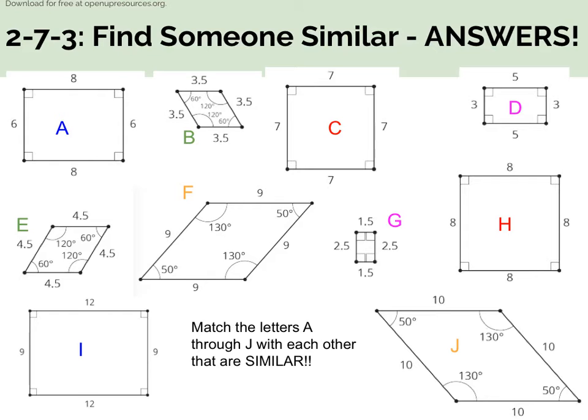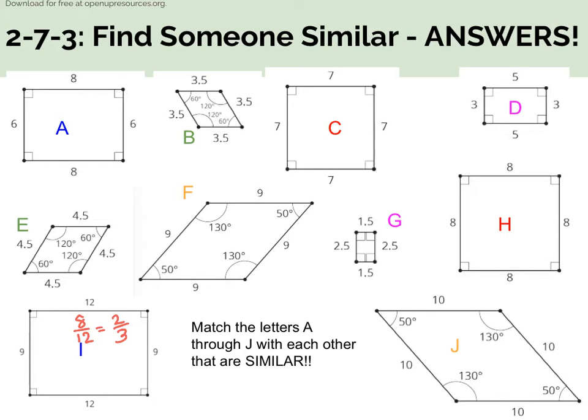All right, here are our answers, and I color coded it to go along with each other. If we look at it, A goes with I. Let's look at the sides. Let's put the 8 and the 12 together. 8 over 12 reduces down to 2 over 3. I could have done the fraction the other way around, 12 over 8, reduced to 3 over 2, but we want to keep it as fractions, even if it's an improper fraction.